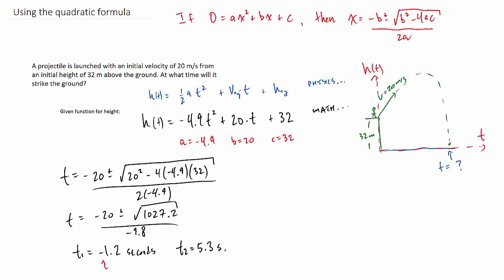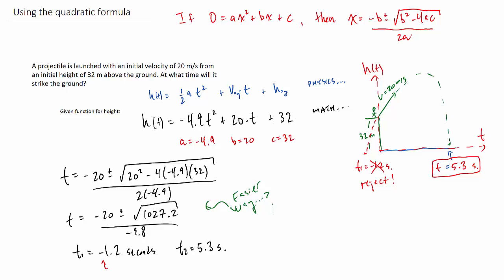Let's take a look at what those two answers mean. So first of all, that negative one, it sort of refers to a time before we actually started measuring, which actually makes sense because we were above 0 when we first launched our object. So really the only answer to this question is 5.3 seconds.